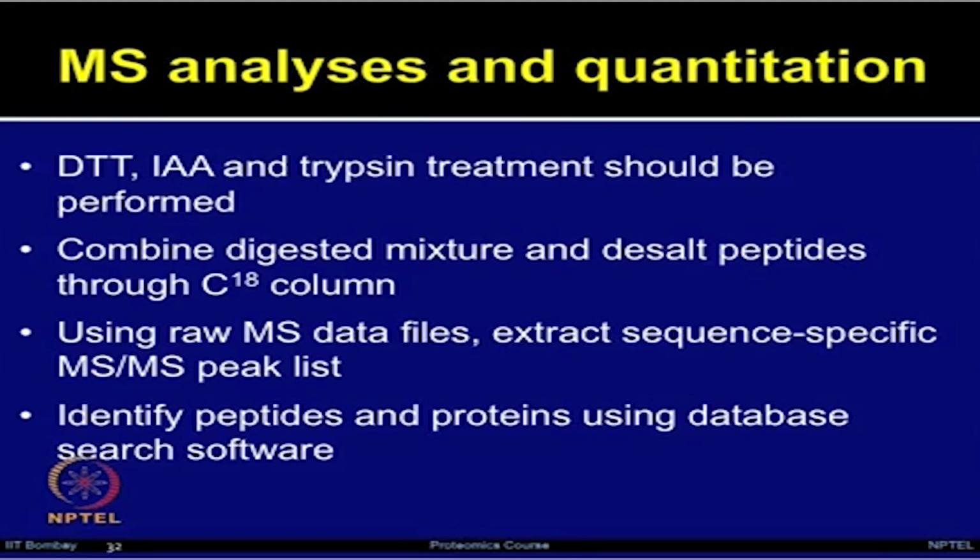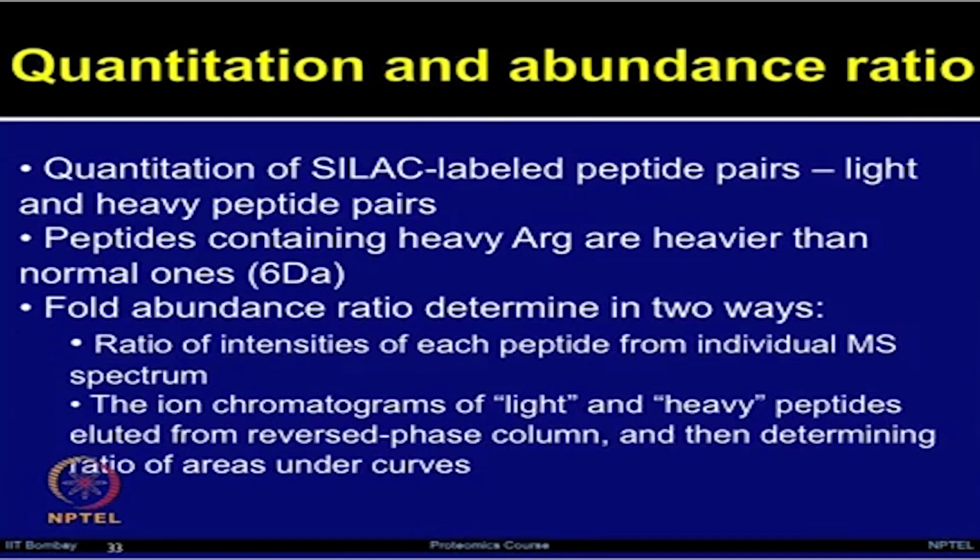Using raw MS data files, extract the sequence specific MS/MS peak list, and then it can be used for the identification of peptides and proteins using various database searches. Next is the quantification of SILAC labeled peptide pairs, which are the light and the heavy peptide pairs. Peptides containing, for example, heavy arginine are heavier by 6 Dalton than the normal ones. These fold abundance ratios can be determined in different methods.